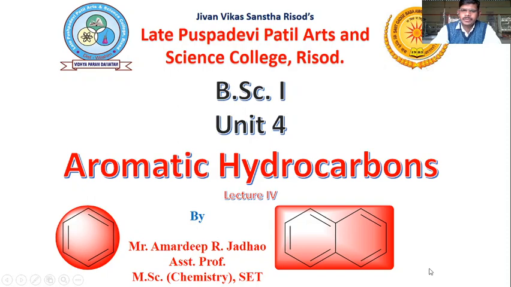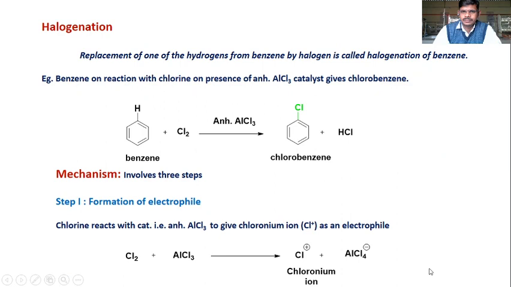Today's topic of our discussion is BSc first year, Unit 4, Aromatic Hydrocarbons, and this is the fourth lecture of the aromatic hydrocarbons. In the previous lecture, we have seen the nitration of benzene and its mechanism. Now in this lecture we are going to see the alkylation and halogenation reactions along with their mechanisms. Let's begin with the halogenation.